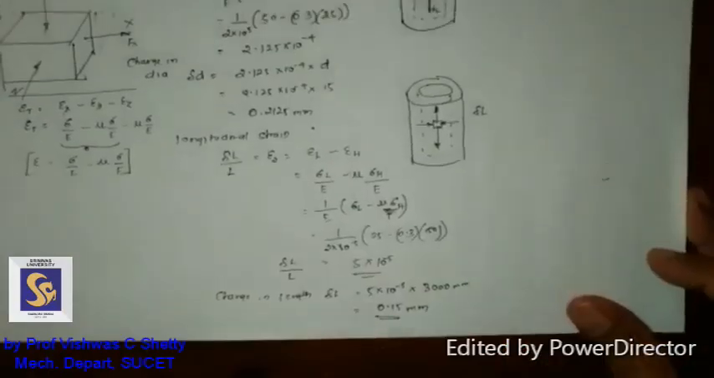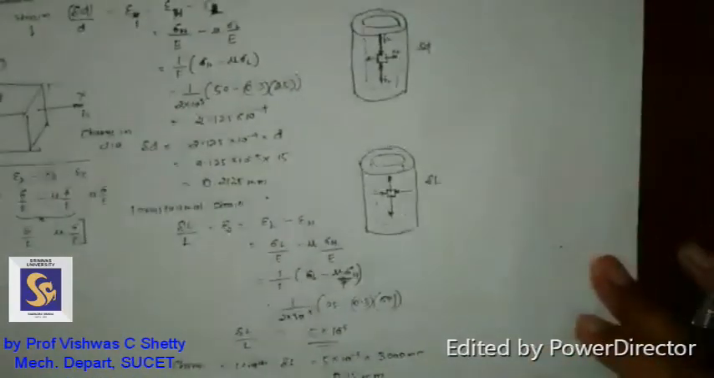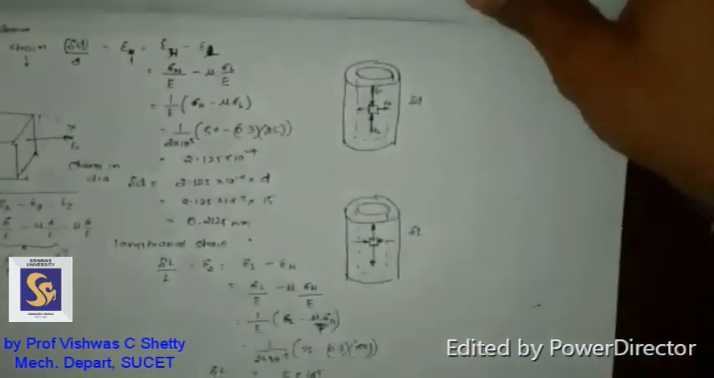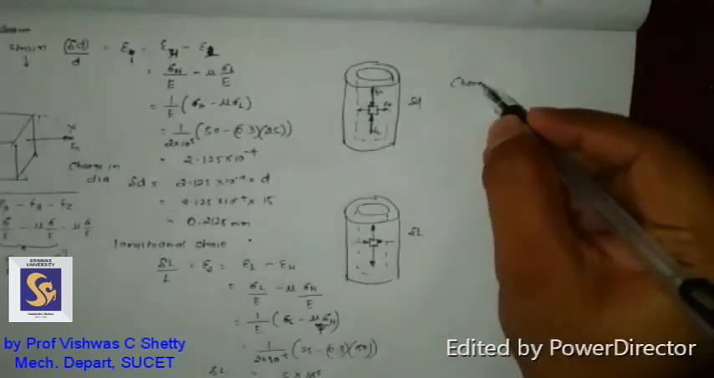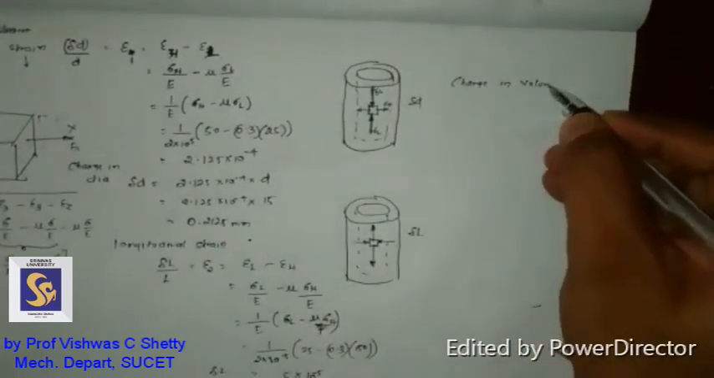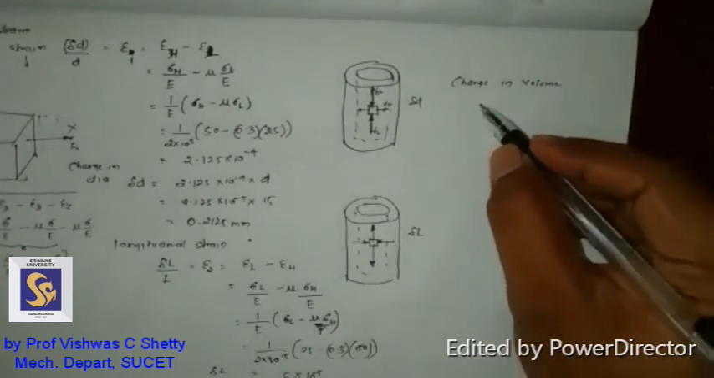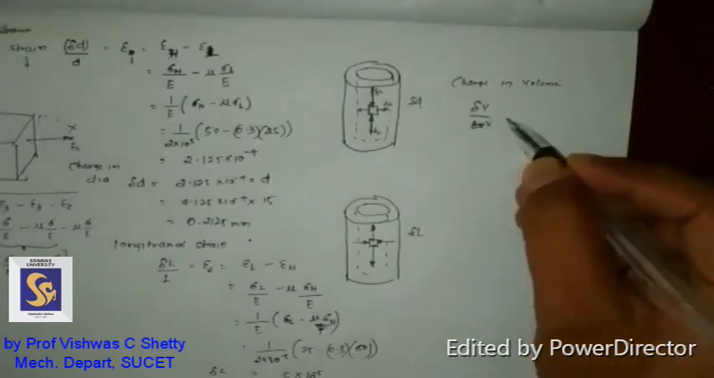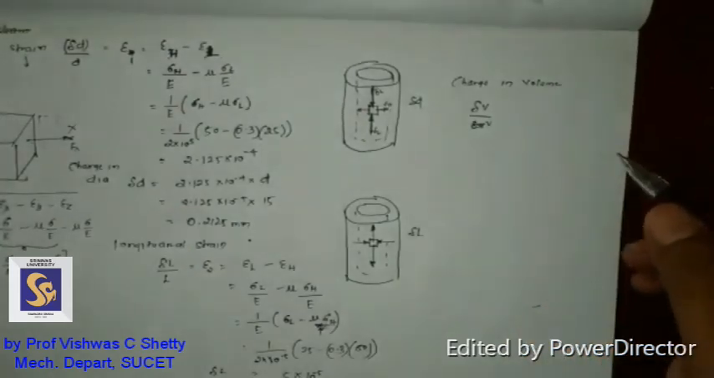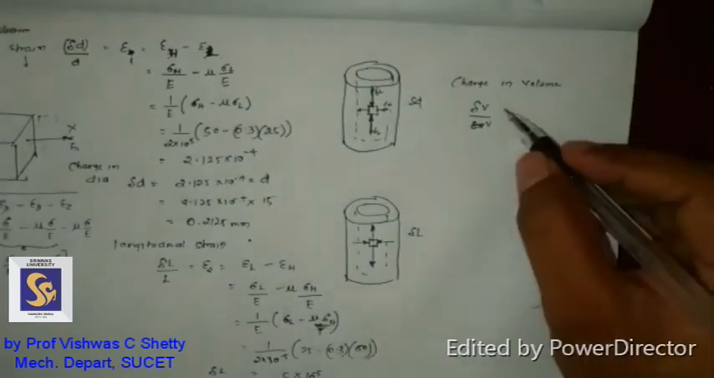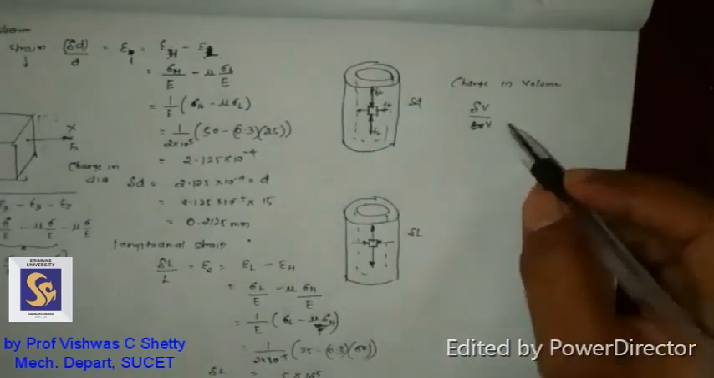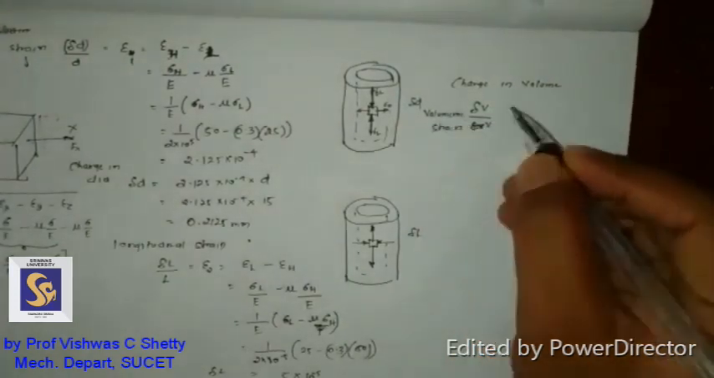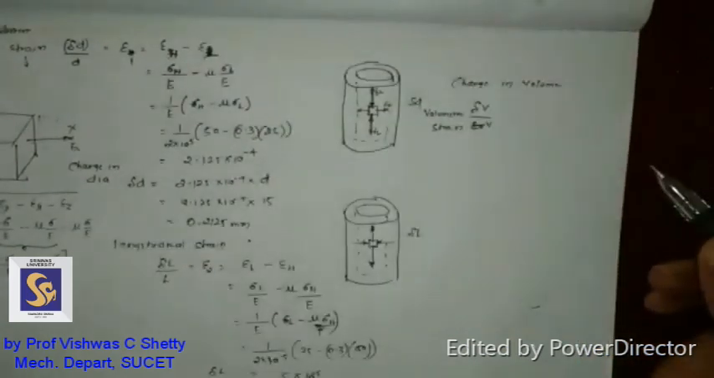You can also calculate change in volume if it is asked. So change in diameter, change in length, because it is a cylindrical component, you can also calculate change in volume. How do you calculate change in volume? Again, delta V upon, sorry, change in volume upon original volume. You have to calculate, which is volumetric strain. Okay, volumetric strain. We have seen in module 1, volumetric strain is change in volume upon original volume.